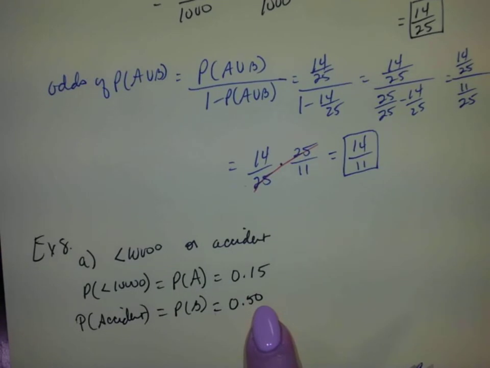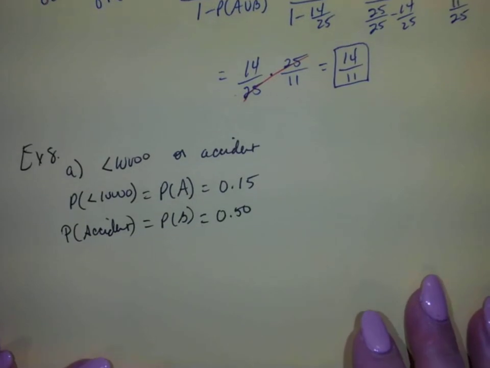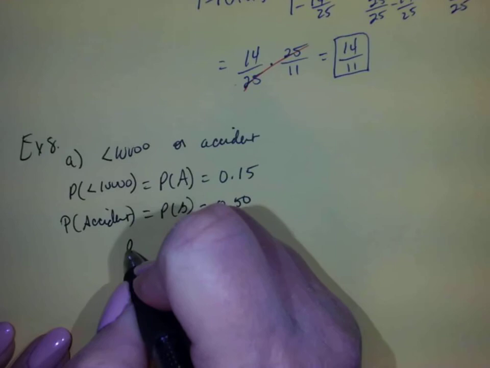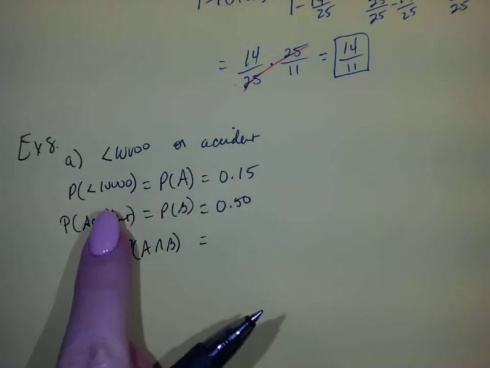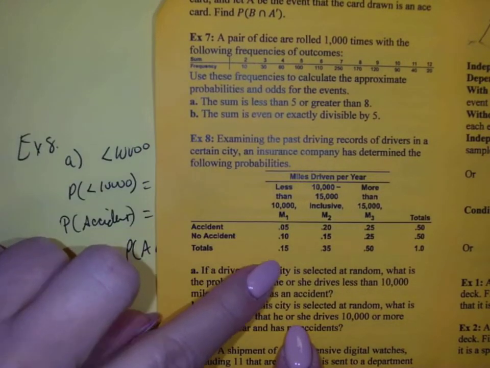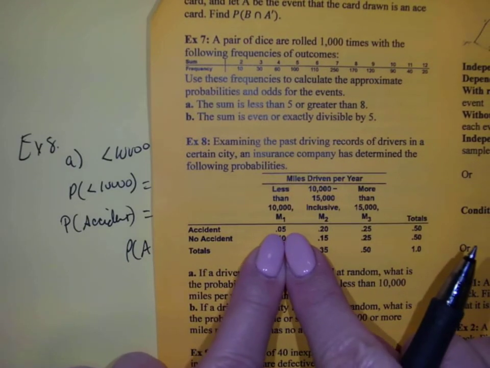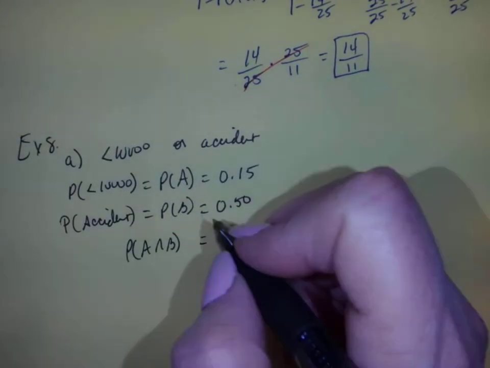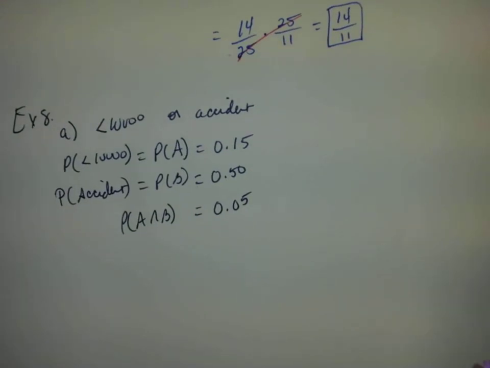Now I'm adding that 0 at the end so that we have the same number of decimal places, and I like to put the 0 in front, but you don't have to. Whenever we're doing this, we're going to have to find the probability of A intersected with B. So where do they intersect? They'll intersect with less than 10,000 and accident. Less than 10,000 goes this way, accident goes that way. Where do they meet? Right there at 0.05. It's in both the row and the column. So that'll be equal to 0.05.